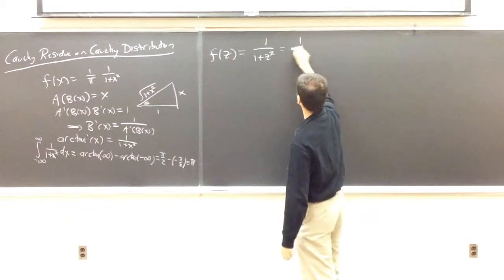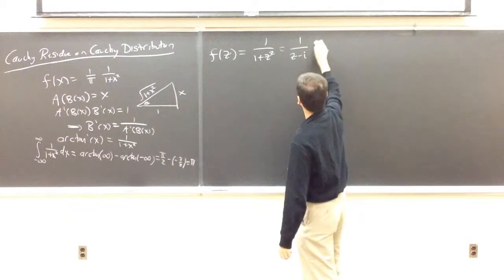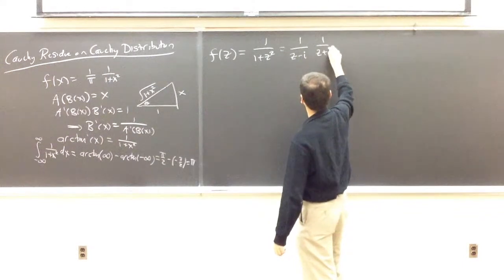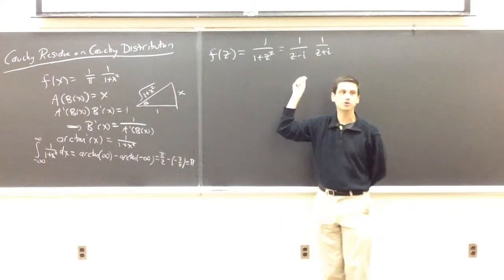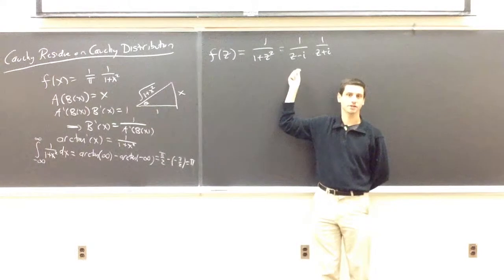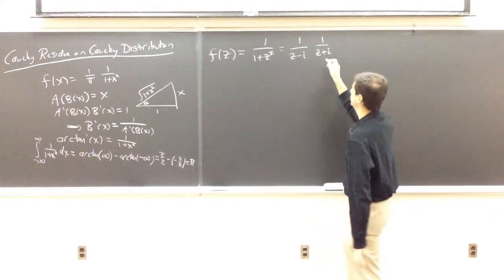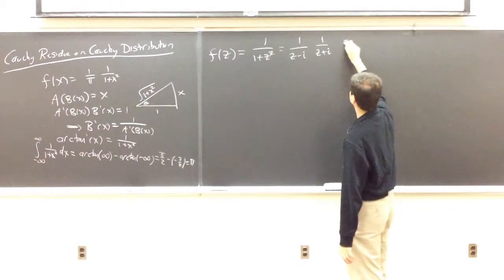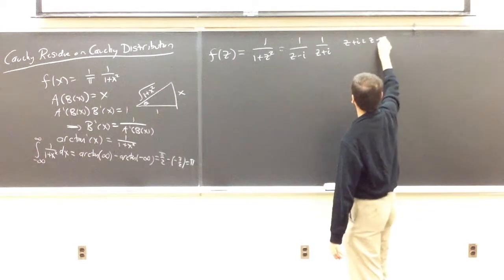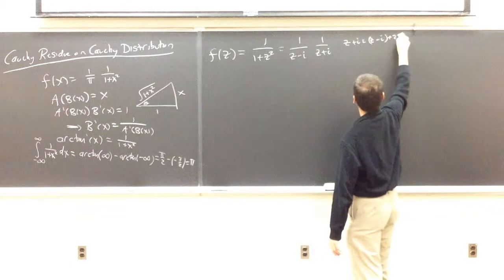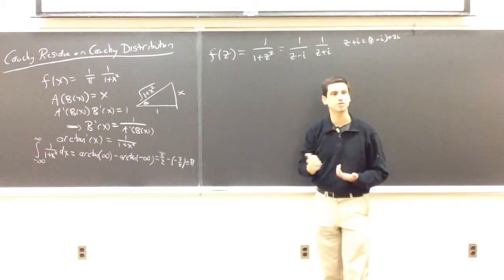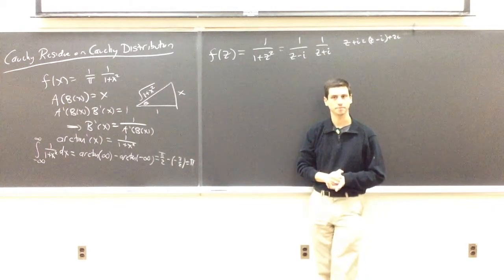We saw we could write this as 1 over z minus i, 1 over z plus i. So there's going to be two poles, at i and at minus i. And then we saw how to calculate the residue. So near z equals i, we would write z plus i as z minus i plus 2i. We did the geometric series expansion. We figured out how to handle what was going on.